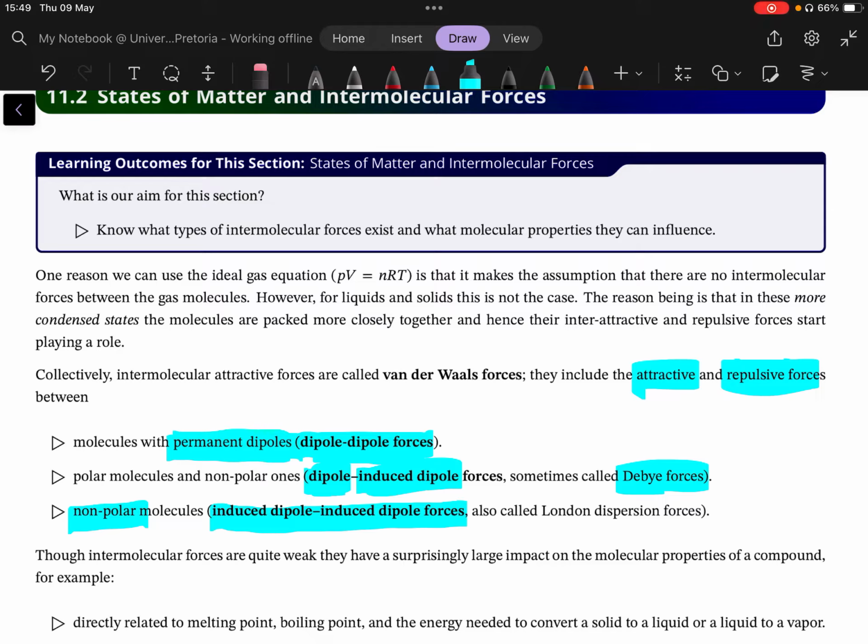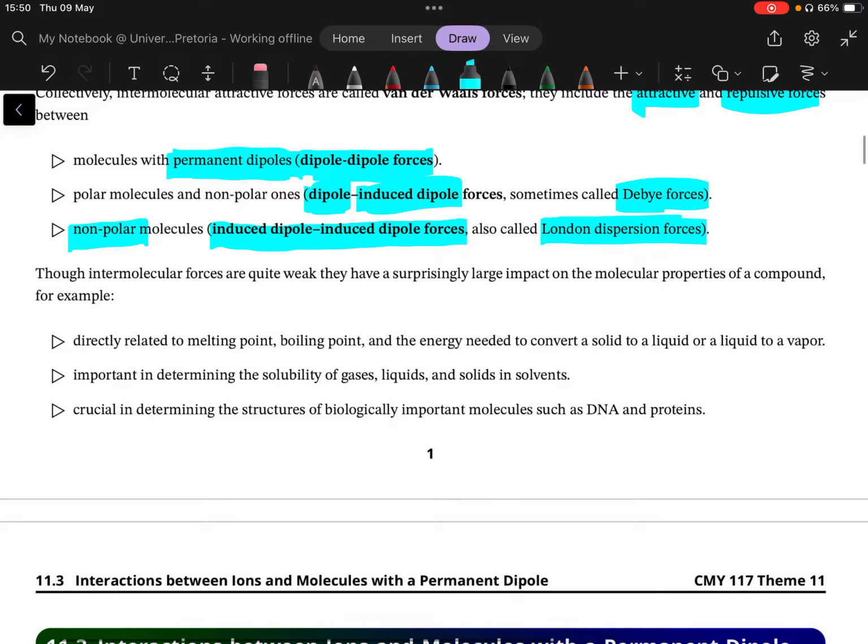That is for non-polar. So you can remember: when you have only polar molecules, it's dipole-dipole. If it's a mixture of polar and non-polar, then you have dipole-induced dipole. And if you have non-polar molecules, you'll have induced dipole forces, also called London dispersion forces.